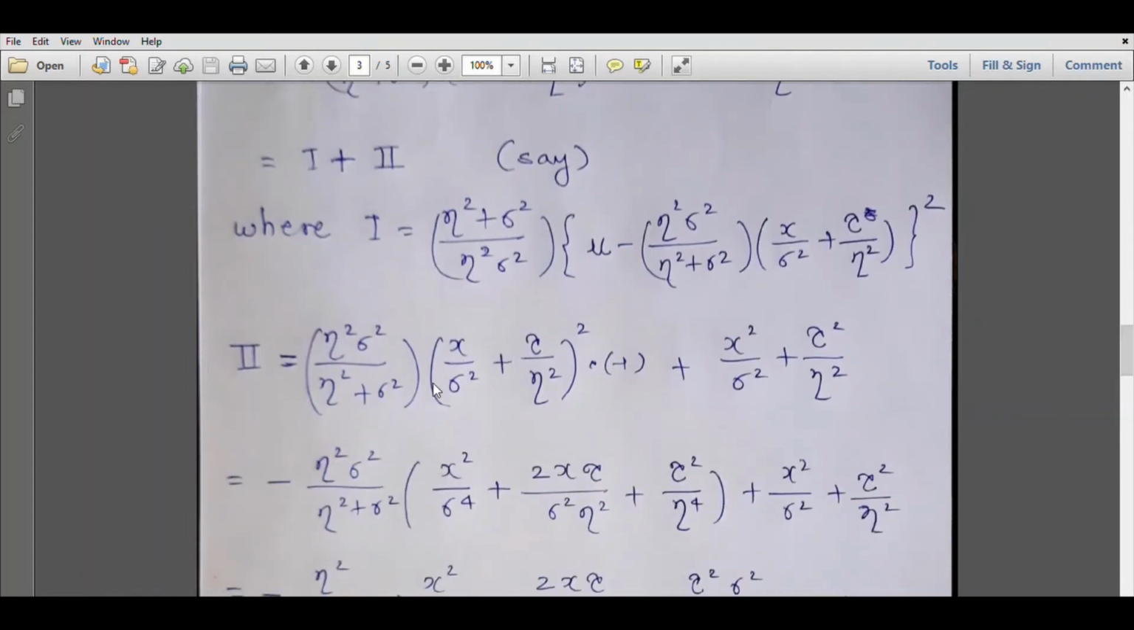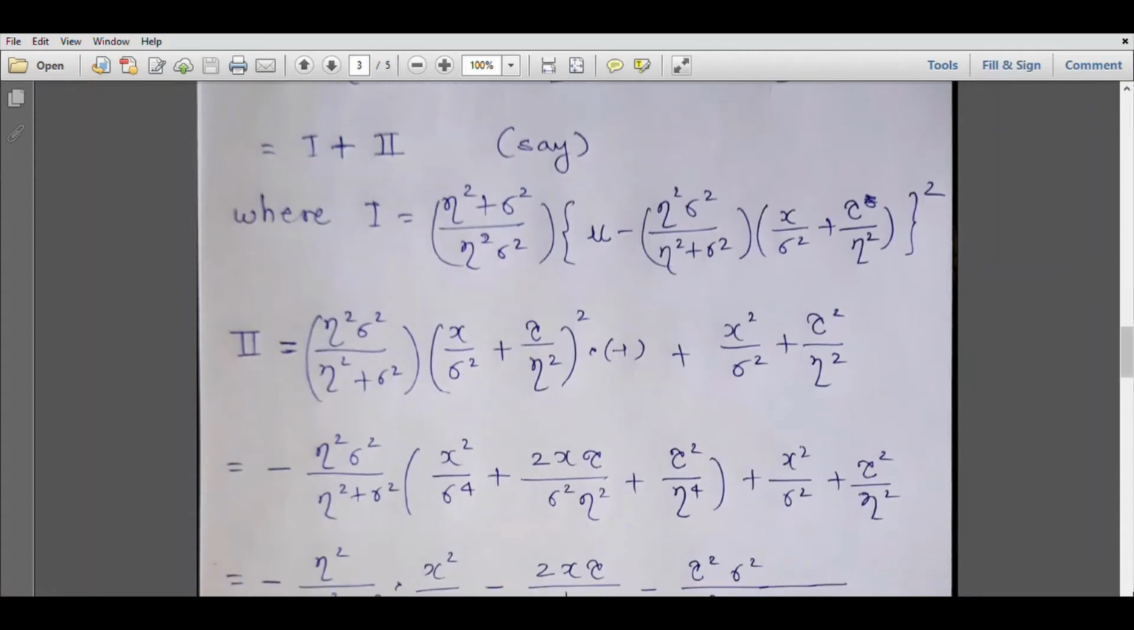So we have eta square sigma square upon eta square plus sigma square into the square of this. The first term will be x square upon sigma raised to 4 plus twice x tau upon sigma square eta square plus eta square upon tau square upon eta raised to 4 plus x square by sigma square and plus tau square by eta square. So now if we gather the terms containing x square together, let us see what do we get.